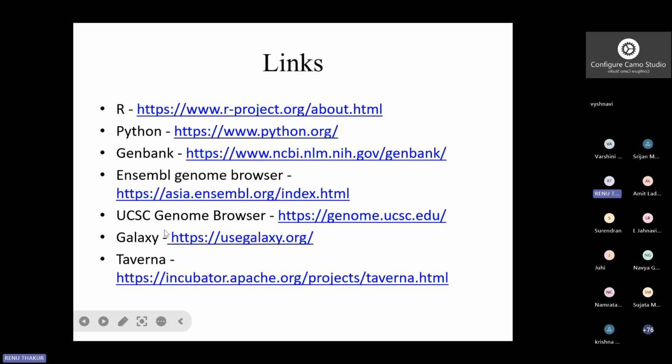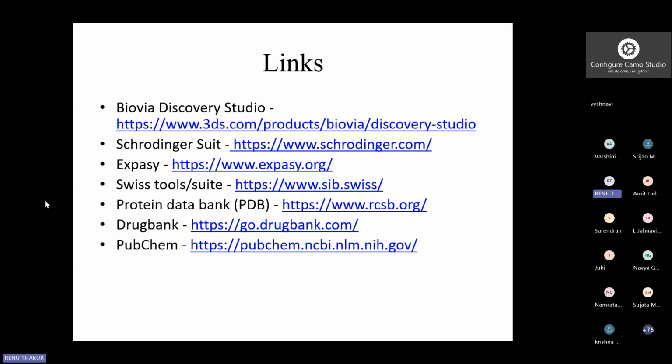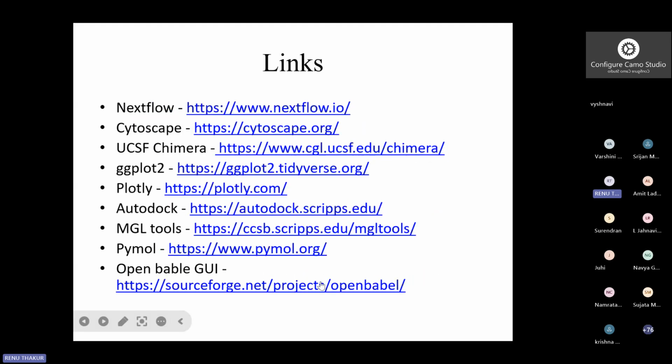Next thing is this workflow. Constructing or automating a workflow can be done with Galaxy, Taverna, Apache, and Nextflow. You can click on these websites and explore the options there. When you go to Galaxy, you can see any number of bioinformatics workflows. With a single click of a button, you can construct a workflow, and you can just happily sit and watch what magic is happening there. It is amusing to watch. Next thing is data visualization software like Cytoscape, UCSF Chimera, ggplot of R programming and Plotly for R programming.